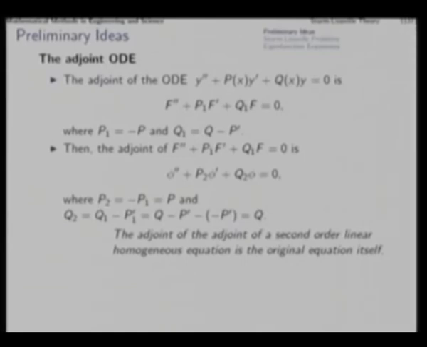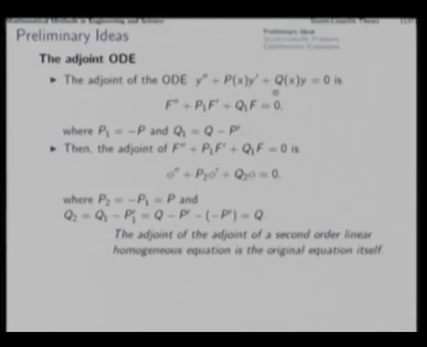The way you used to say that the transpose of a matrix you can find, and then you can say the transpose of a transpose is the original matrix. So, that transposition or the conjugate transposition has the same relationship as the adjoint ODEs here. So, the adjoint of a second order linear homogeneous equation is the original equation itself. Now, the transpose of the transpose of the matrix is the original matrix.